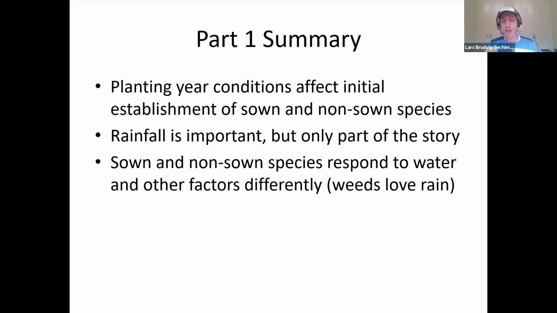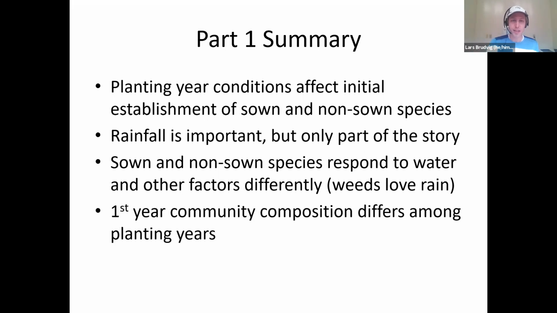We see that these sown and non-sown species respond differently to water and other factors. Again, these weeds are like super responders to elevated rainfall. And they also seem to be responding to different factors in different years. Again, 2015 was a good sown species year, and maybe 2016 was a better year for the weedy species. And because of this, these first year plant communities differ in their composition from one planting year to the next. So what this did then was convince us, okay, we have really sound experimental evidence that planting year factors, including rainfall and other things, can have consequence for the initial establishment of these prairie communities.